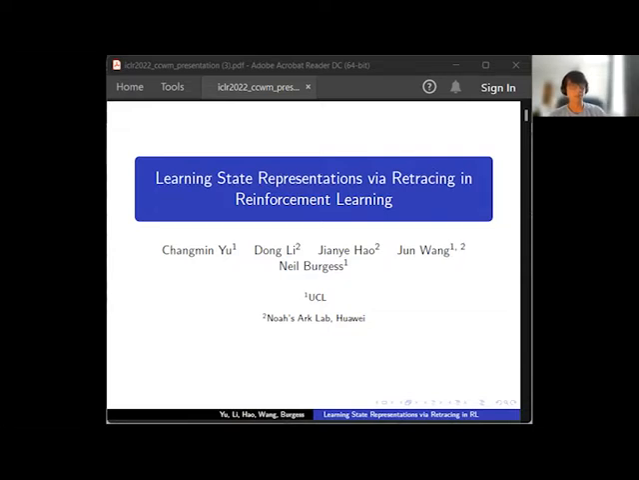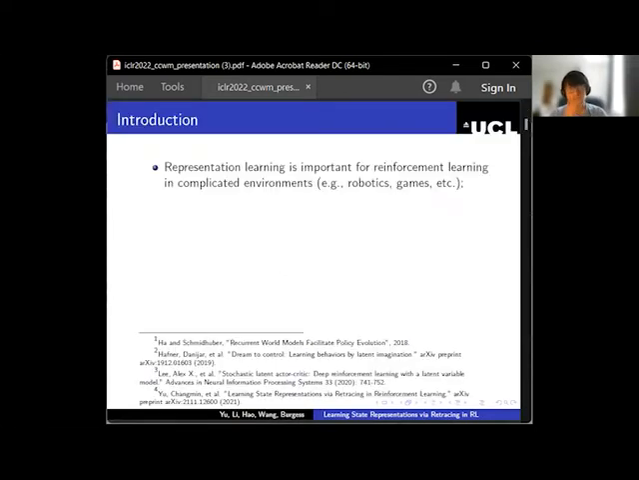So I'm presenting this paper, Learning State Representations via Retracing in Reinforcement Learning. This is a recently accepted paper, although it has been proposed for slightly short of a year now. It is joint work with Dong Li and Jane Hao, the collaborators from Huawei, who offer excellent computational resources, and Dreamland, and obviously my supervisor Neil Burgess.